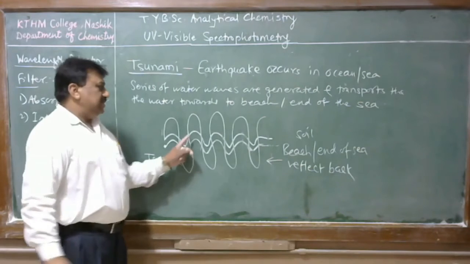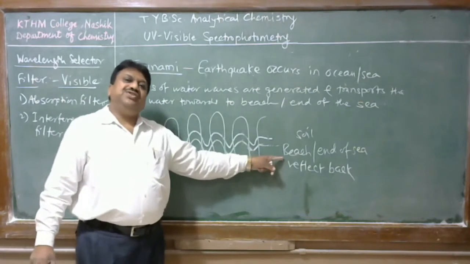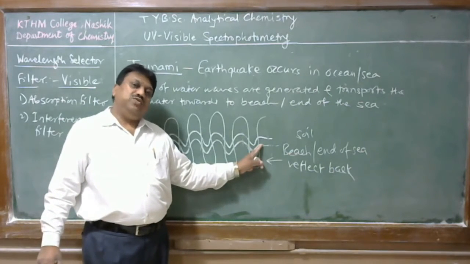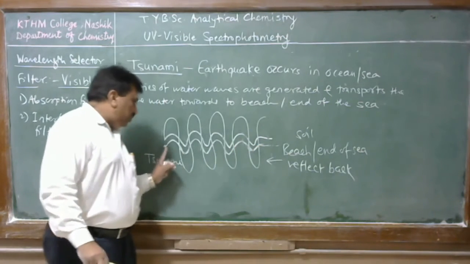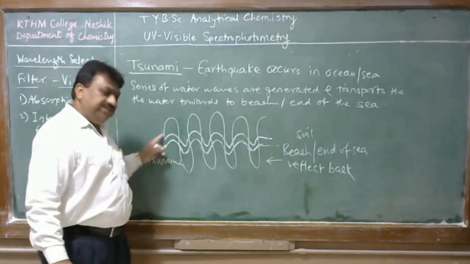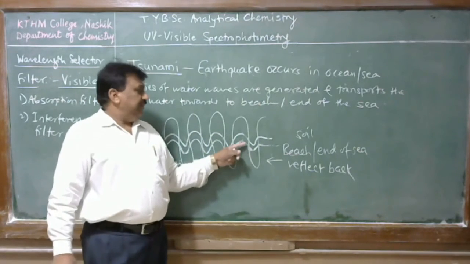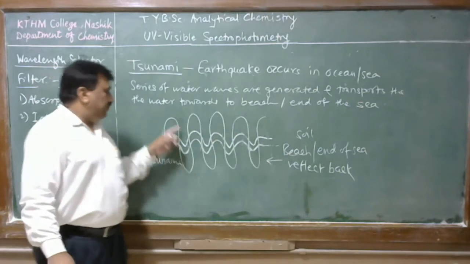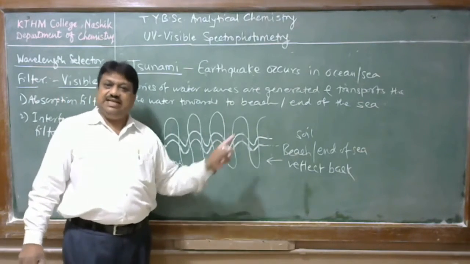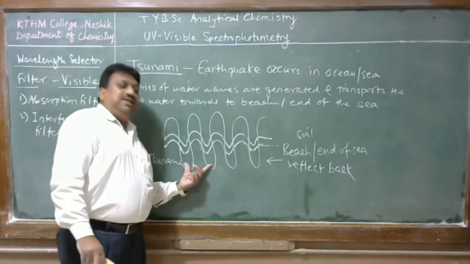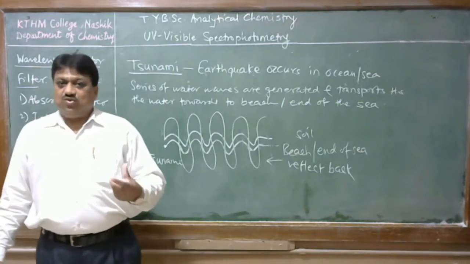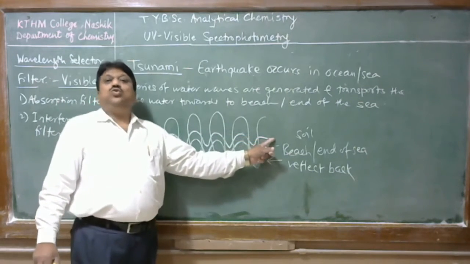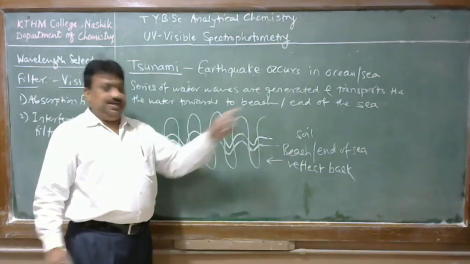That means when this reflection is in phase, then the amplitude of the first wave and the amplitude of the second wave are added, and we have an amplitude equal to the amplitude of two waves. Therefore, the height of this wave increases. Therefore, the wavelength of the wave also changes. Therefore, such radiations are allowed to pass through this interference filter.